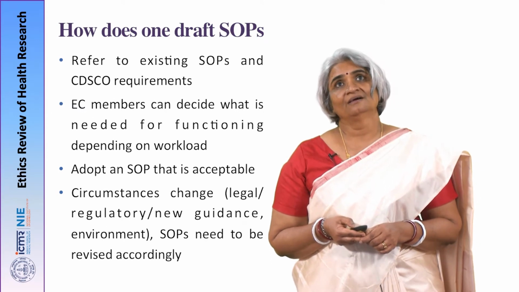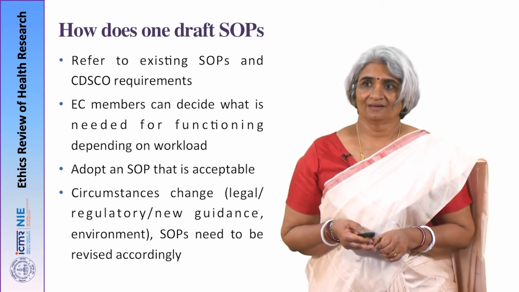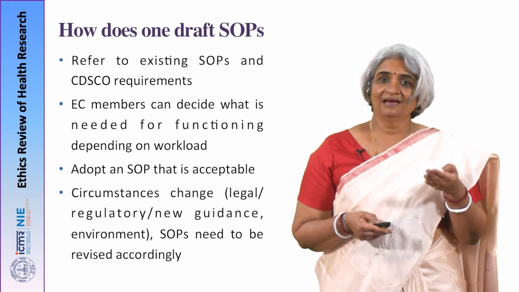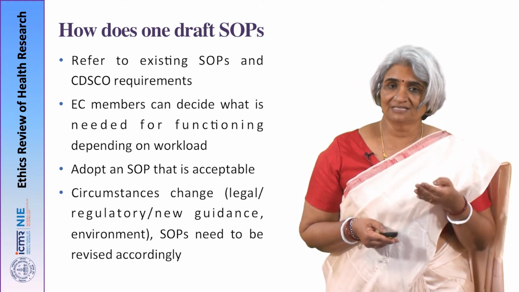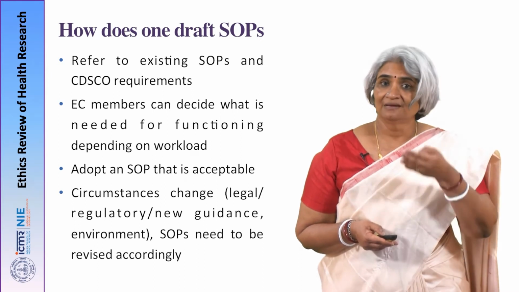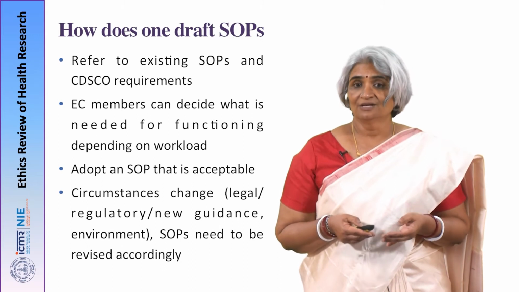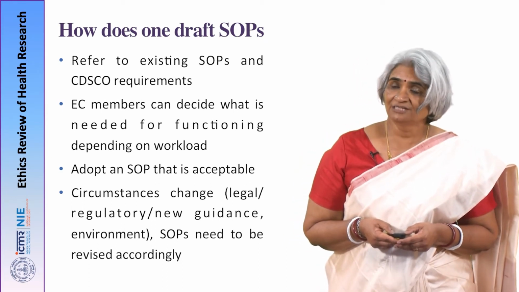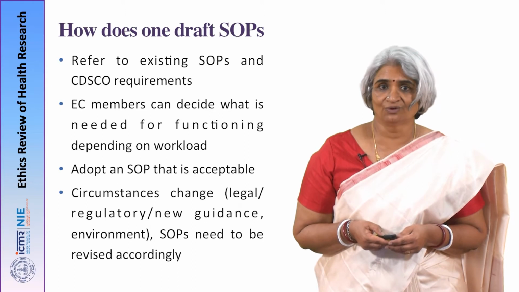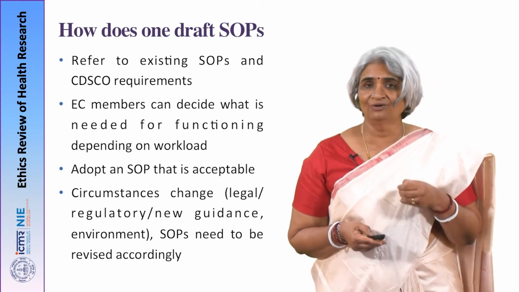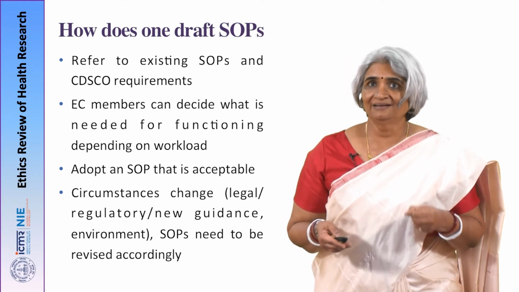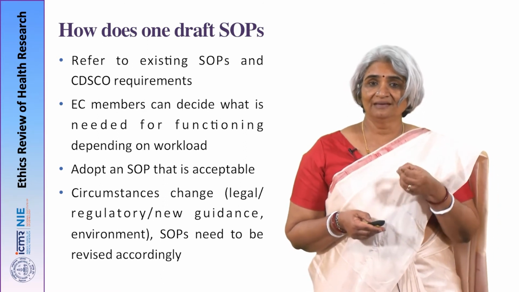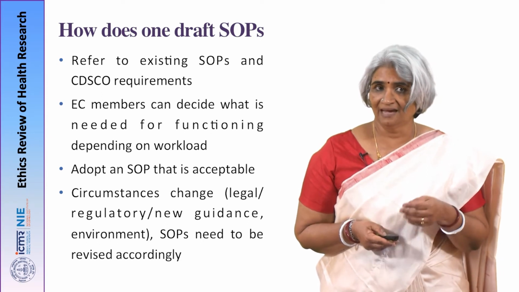So, how does one go about drafting an SOP? Now, I told you that we already have the checklist that is given by the CDSCO. In addition, we have draft standard operating procedures that meet many contingencies on the FERC website. There can be other ethics committees which are already functioning. So, one can refer to existing standard operating procedures and CDSCO requirements. In addition, by looking at the workload, ethics committee members would also decide what is needed, because they would look at their ability to function, and that varies. It can also depend on the financing mechanisms, the frequency with which committees meet, and the skill level that is available for both scrutiny and review.